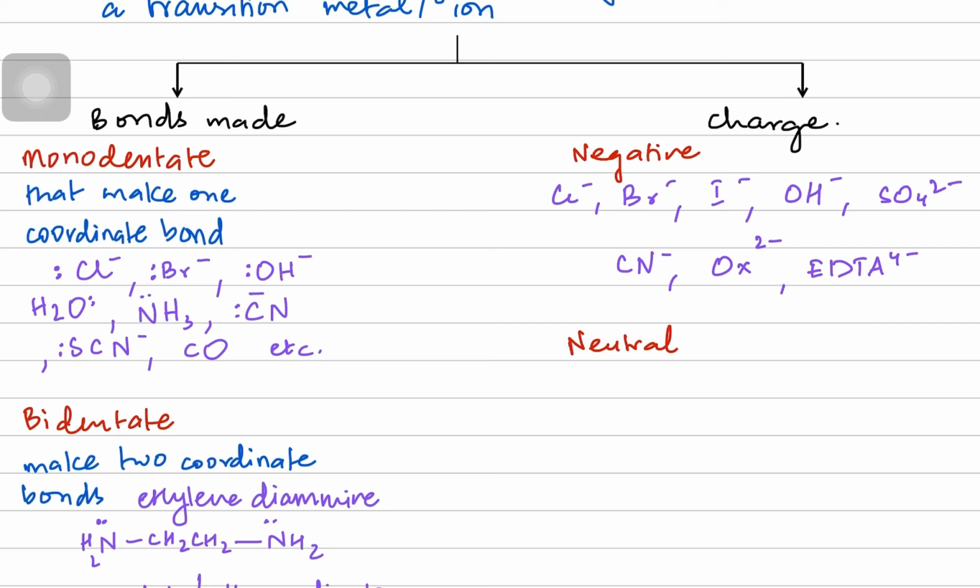Then we have some neutral ligands. For example, carbonyl is neutral. Ammonia is for sure neutral. Water is neutral. Then we have ethylene diamine, which is small e, small n, which is neutral.